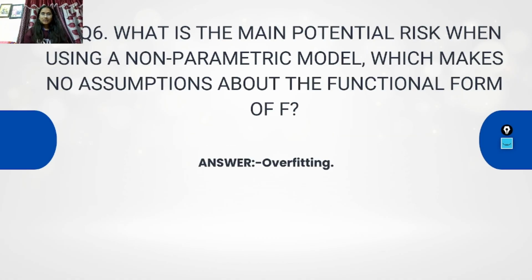Question number 6. What is the main potential risk when using a non-parametric model which makes no assumption about the functional form? So, non-parametric models don't assume any functional form. While they are flexible, they can easily learn noise in the data, which leads to overfitting.